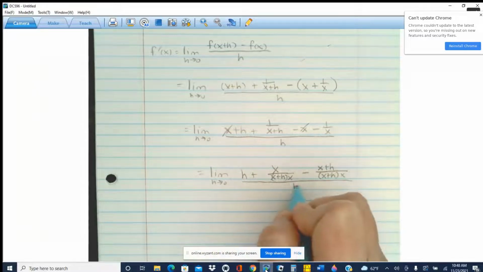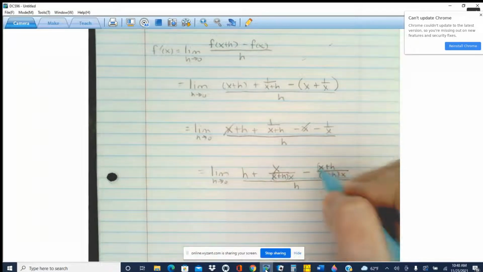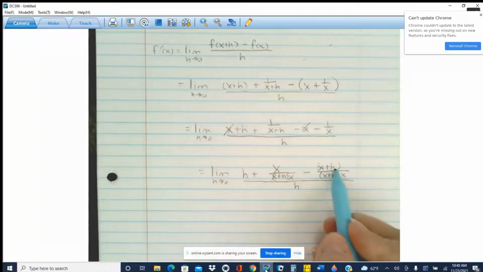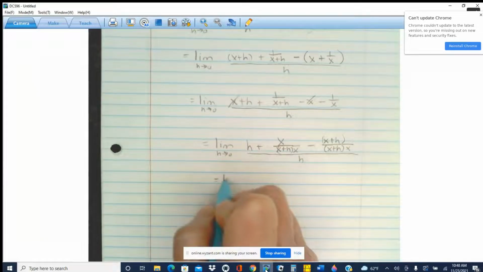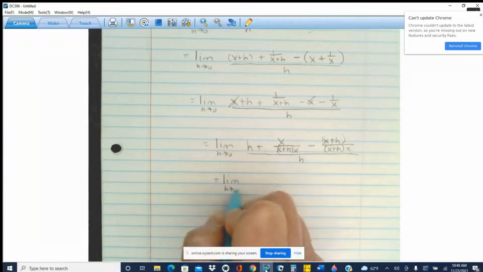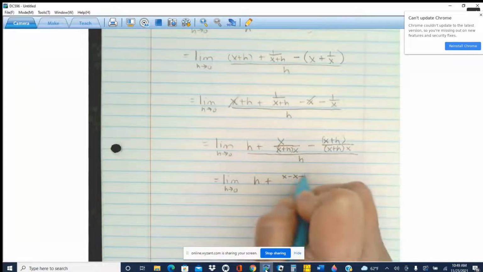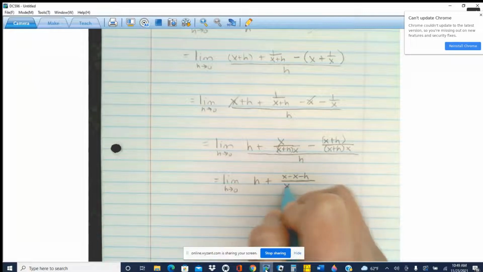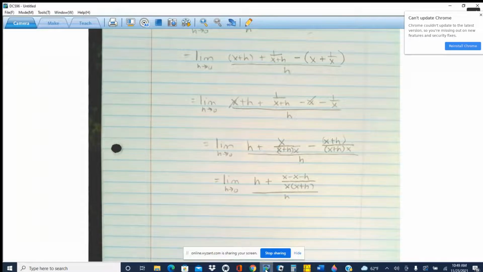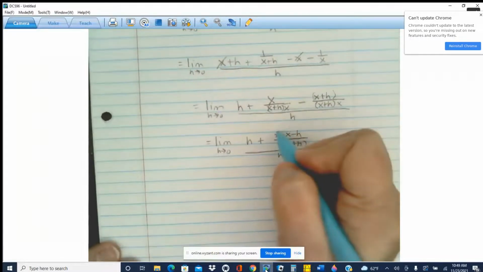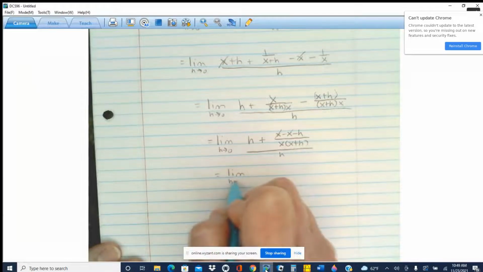All over h. Okay, I can now subtract these. Remember, you're subtracting the entire numerator, so you'll get a negative x and a negative h. These x's also go away, and I'm left with this limit.